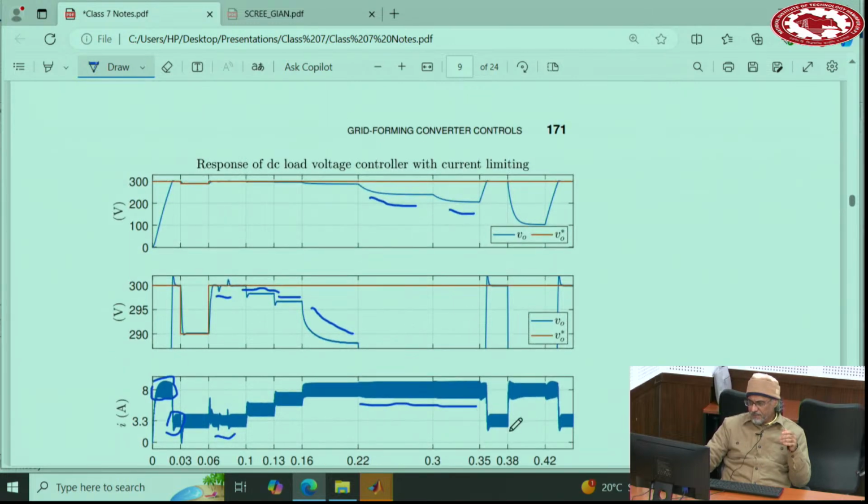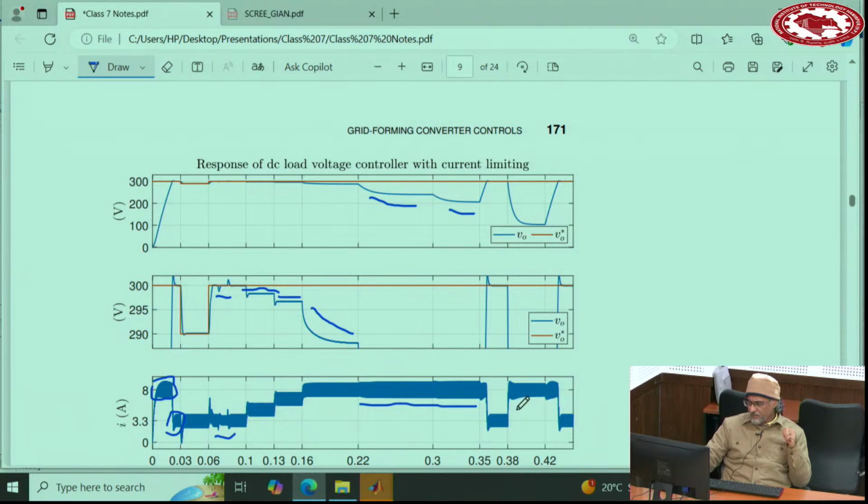And here goes back to normal, I believe. It goes back to normal again. So all these additional loads are removed, it goes back to normal. So really extreme situations are simulated to show that it works.